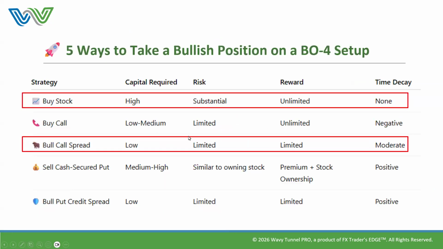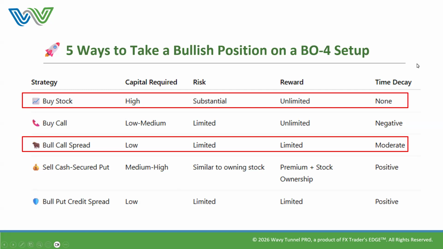And these are the types of trades that you can take, just to review, for long bullish positions on the Breakout 4 setup. You can buy the stock, especially if the stock price is low. You can buy the call. You can do a bull call spread. You can sell a cash secured put or a bull put credit spread. These are the ways that you can take your long trades, your bullish trades.